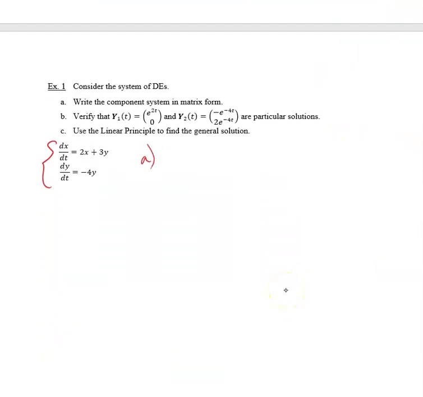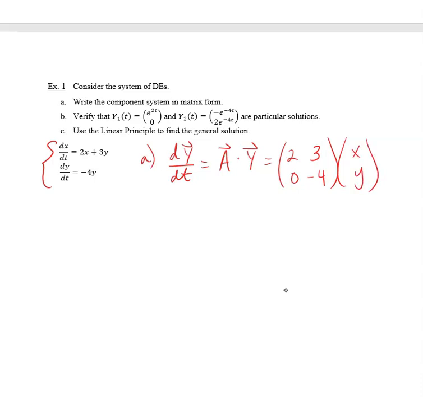I'm going to say then that dy/dt, the vector form, is going to be equal to the coefficient matrix basically times the variable matrix. So the coefficient matrix would be 2 and 3, and then notice there's no x for the second equation, so that'd be 0, -4, and then of course the variables are just x and y. So this would be the matrix form of this component form of the system.